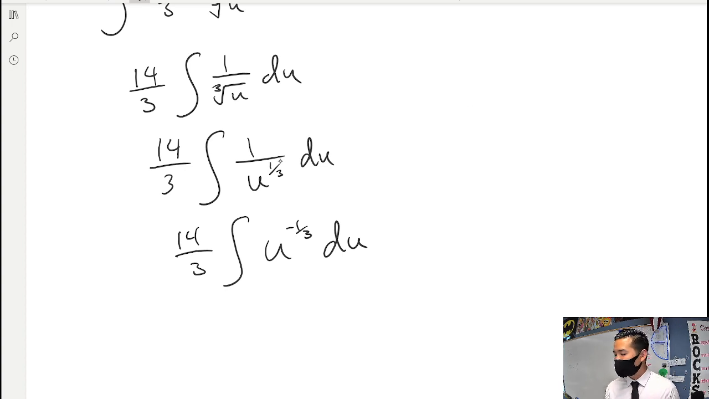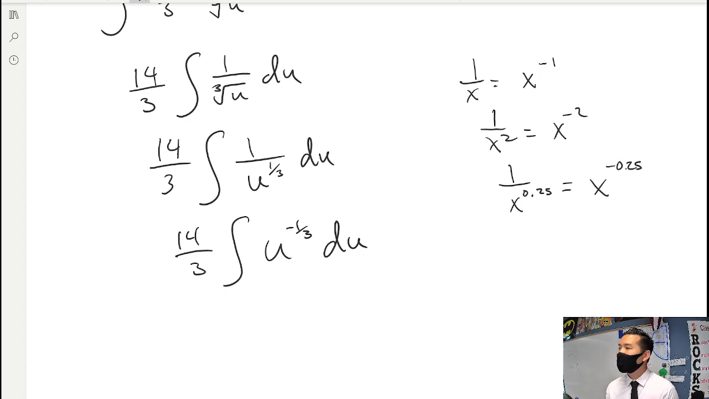1 over x is the same thing as x to the negative 1. 1 over x squared is the same thing as x to the negative 2. 1 over x to the ridiculous power is x to the negative that ridiculous power. Reciprocal. We have ways to rewrite these things as powers, and you want to do that because you want the power rule. It's the easiest way to do the integral.